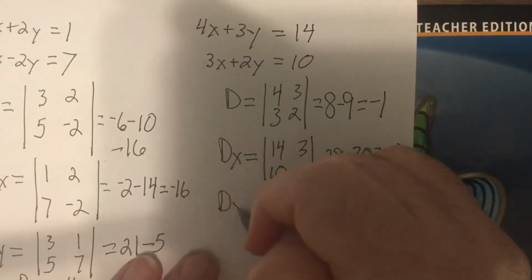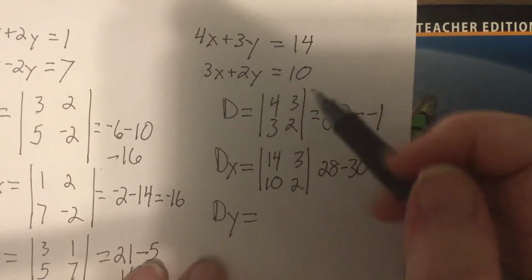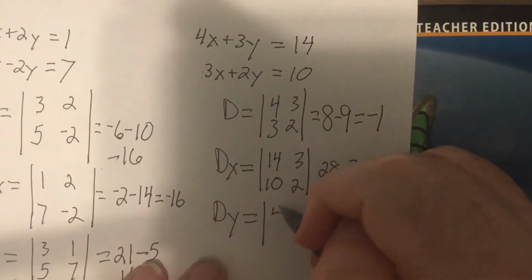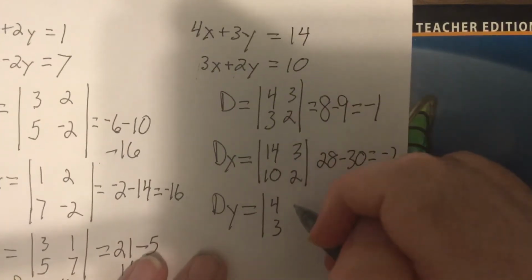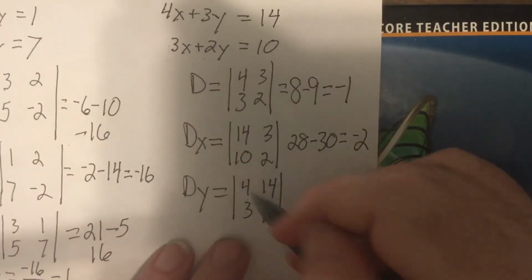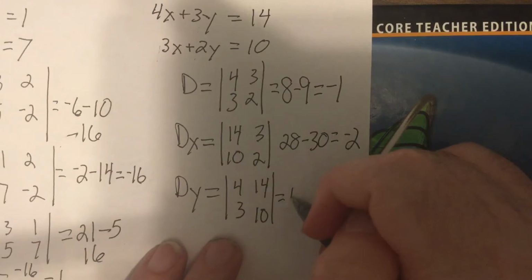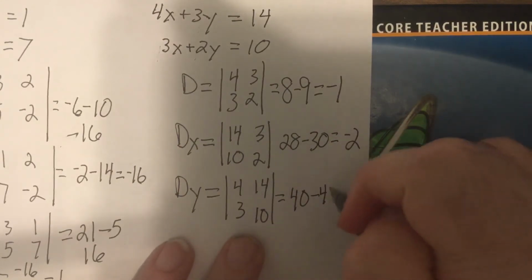And Dy, you switch the coefficients of y with the constants, leave the x alone. So 4, 3. Then we put 14, 10. So it'd be 40 minus 42, which is negative 2.